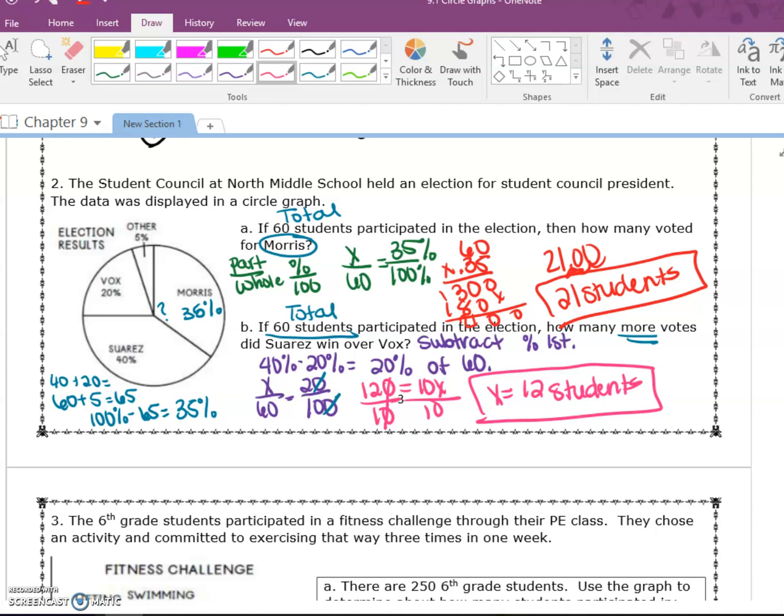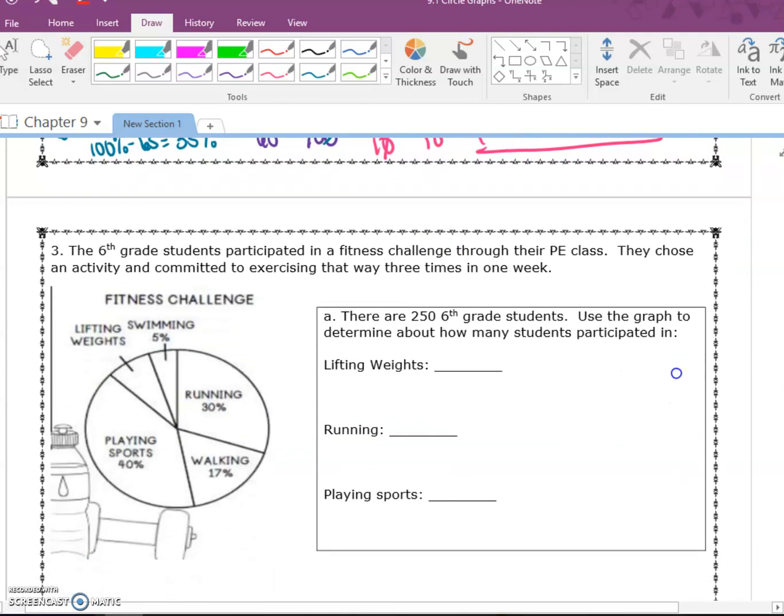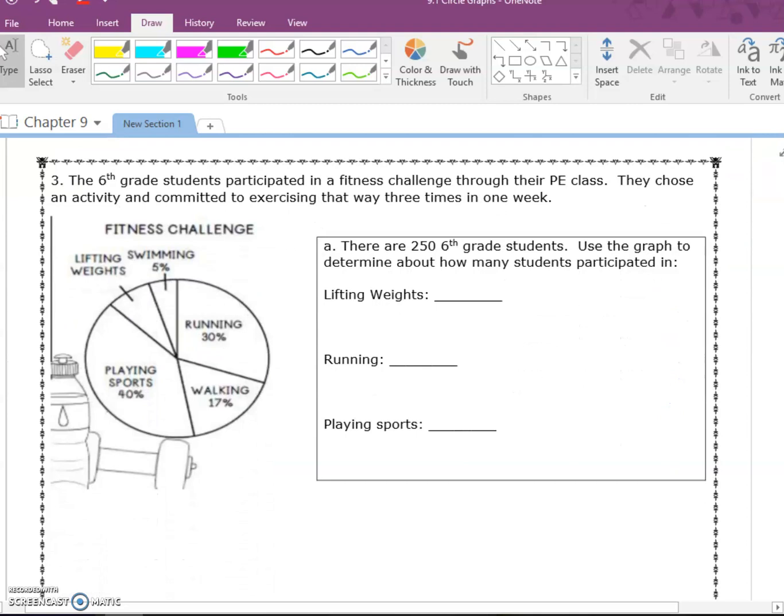Okay, so let's move on to number 3. Number 3 says the 6th grade students participated in a fitness challenge through their PE class. They chose an activity and committed to exercising that way for 3 weeks in 1 week. So it says there are 250 6th grade students. So 250 is my total. Use the graph to determine how many students participated in lifting weights, running, and playing sports.